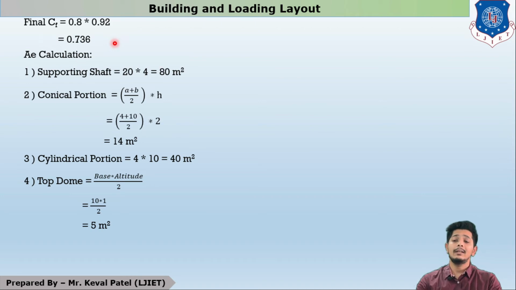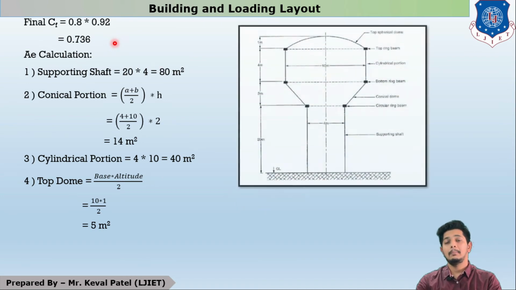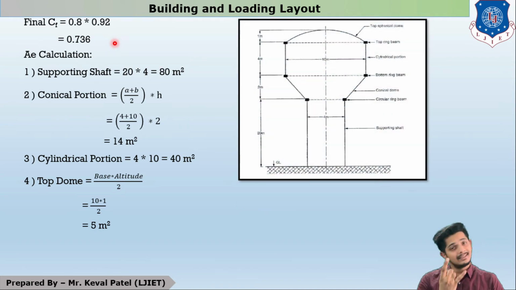Now I will calculate areas because CF and PD are there. Now I will need AE. For that, as per calculation, I will find out AE. For the supporting shaft, I will start from the bottom. Supporting shaft 20 is the height and 4 is the width or diameter. So 20 into 4 is 80 meter square.